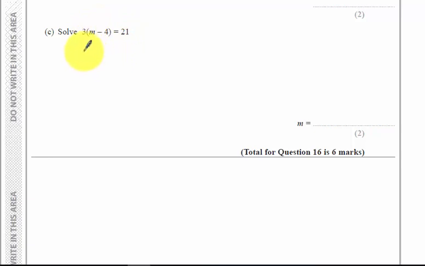Generally, it's worth expanding a bracket if you see it. I'm going to do this question in 2 different ways, but the first way is to expand the bracket and times everything in the bracket by 3. 3m gives you 3m, 3 times negative 4 gives you -12.